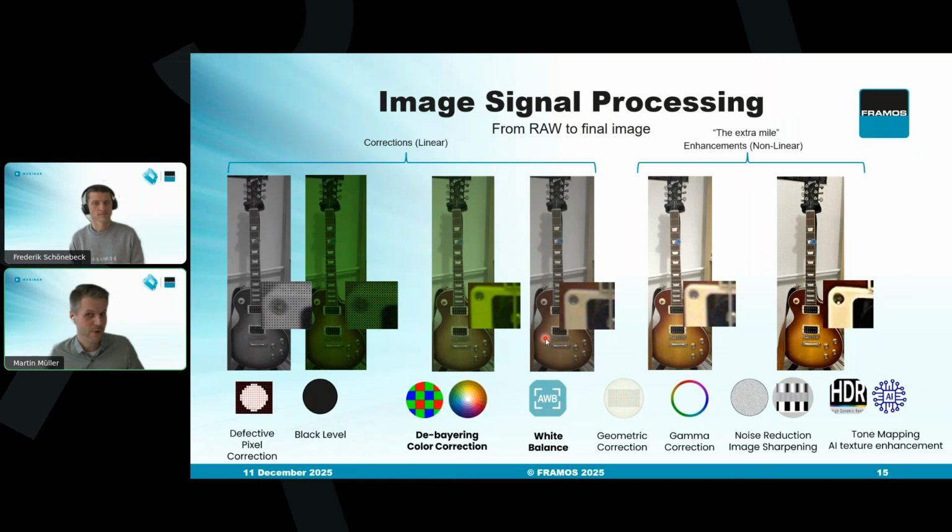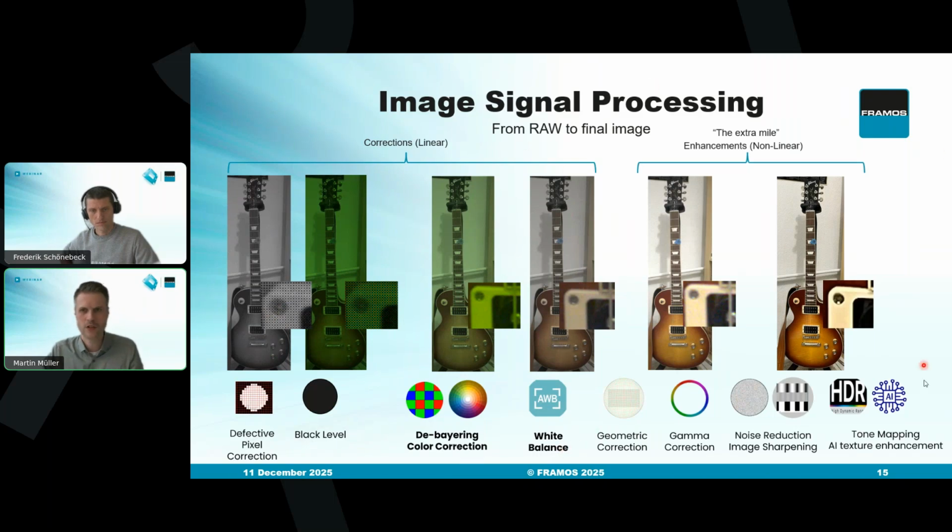And then we have what I call the extra mile enhancements, which are typically nonlinear mathematical operations. So in smartphones, usually we are doing gamma correction, to have a better distribution of brightness values optimized for the human eye. We have noise reduction, image sharpening, and also features like tone mapping, HDR, and also AI features we don't really know, but it's just all for enhancements. And you see here the difference is quite huge when you compare from the very right to the last step from the white balance.